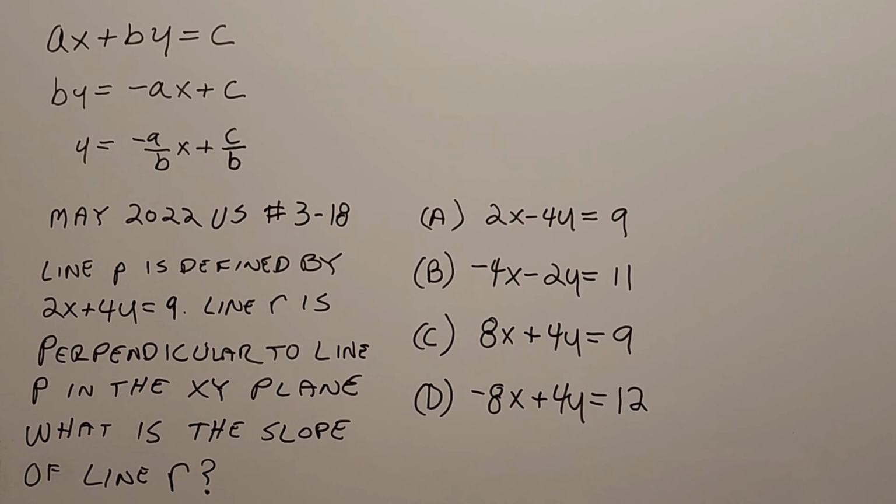So we have to determine which one of these equations has the slope we need. And we're looking for a slope of 4 over 2 equals 2. And we have to get it from the negative of the coefficient of x divided by the coefficient of y. And that's going to be D. The coefficient of x is minus 8. The coefficient of y is 4. Minus 8 over 4 is negative 2. And if we take the negative of that, we get the 2 that we need.